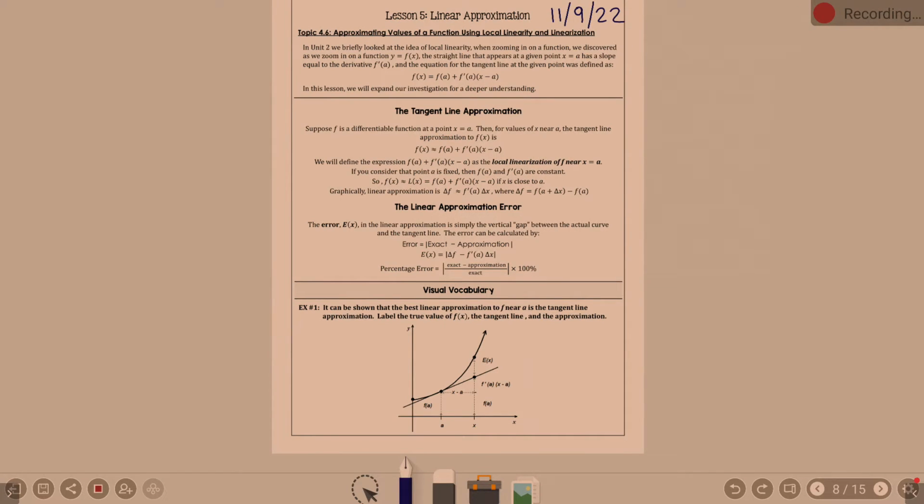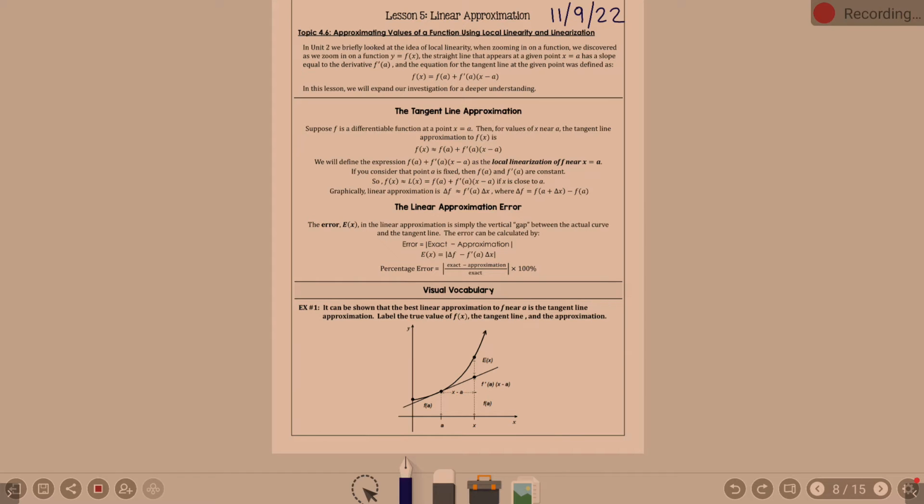Lesson five is linear approximation. And the gist of this is basically being able to use a tangent line to approximate a point very close to the tangent point. Okay? So, again, we're writing a lot of tangent lines and using that to help us.